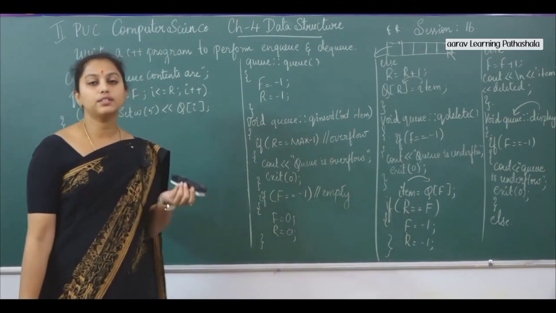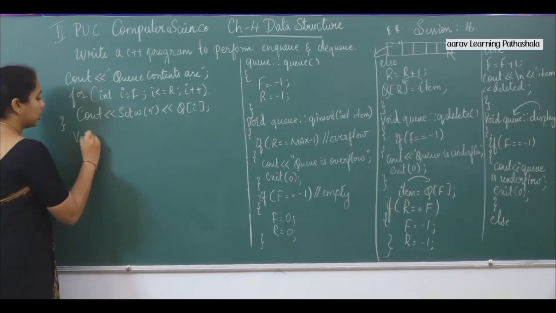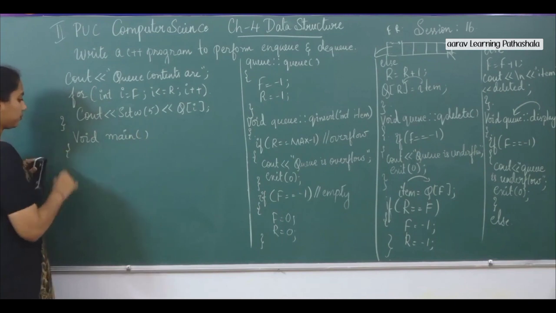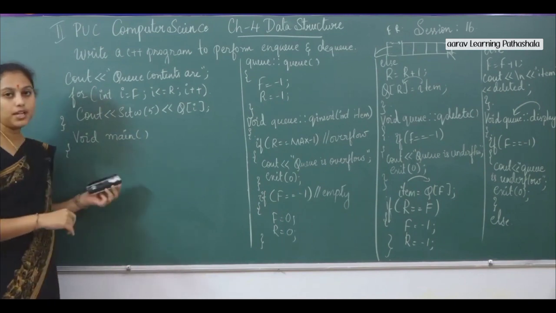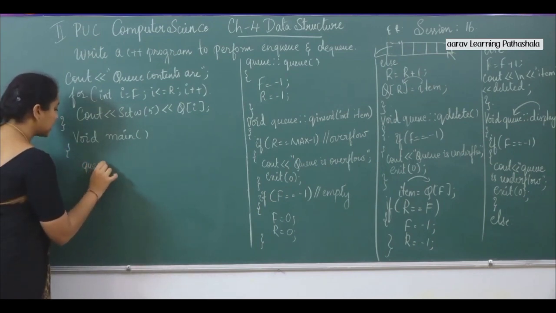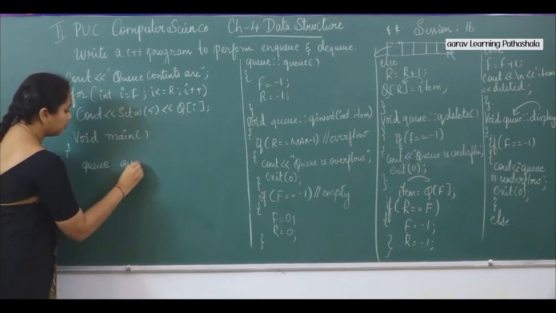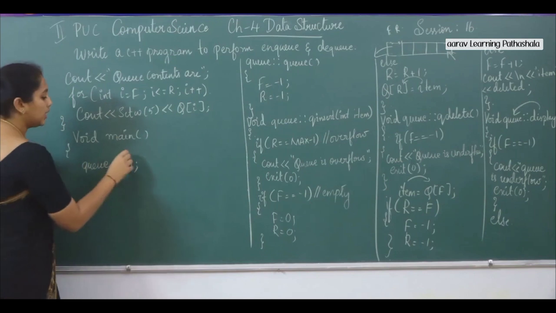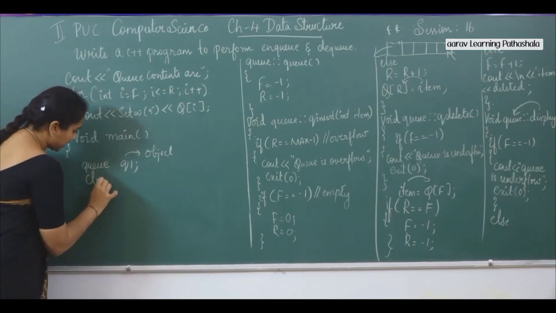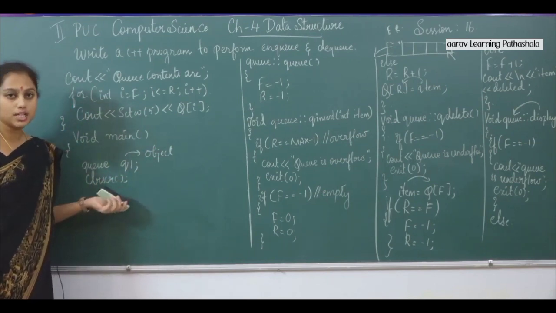Now we have to create the objects for the class called queue. In the main function, I am going to create an object for the class queue. How to create an object? First the class name followed by the object name. The class name is queue. I am going to create an object called Q1. Q1 is the name of the object. The clear screen function clears the contents of the previously generated output on the display screen.